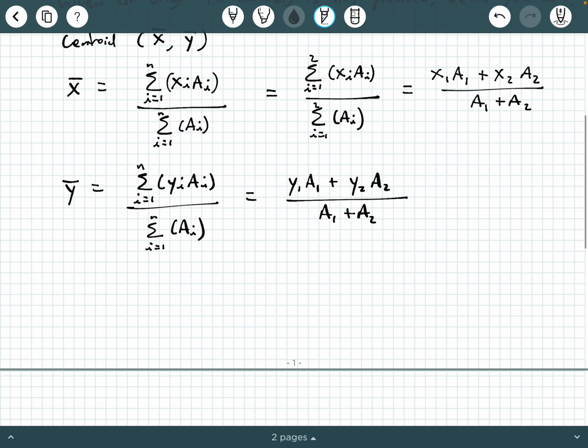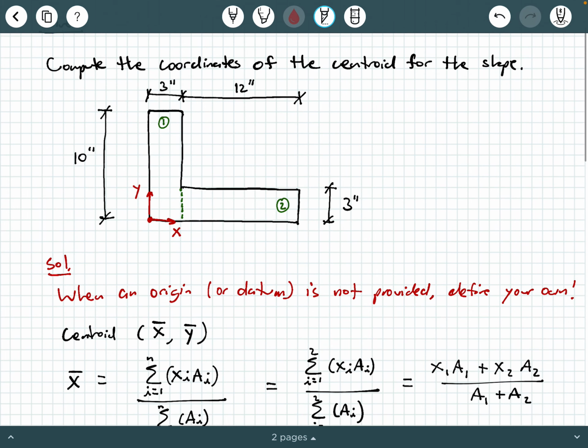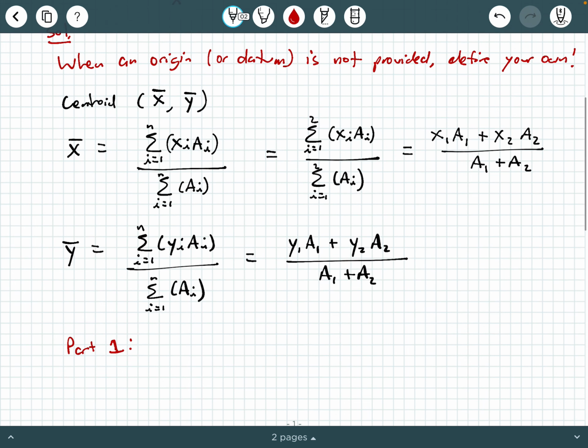So let's go one piece at a time. I'm going to start with part 1. My part 1 was this rectangle right here. So what is A1? Well, A1 is 10 inches by 3 inches, so A1 is going to equal 30 inches squared.